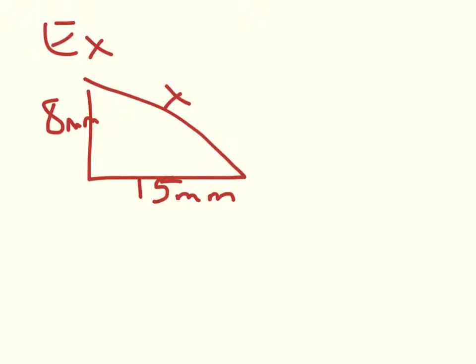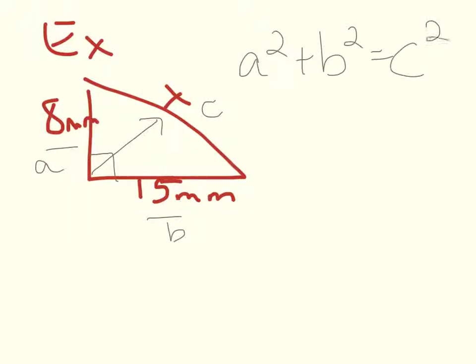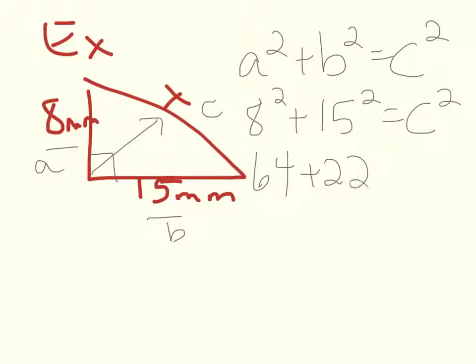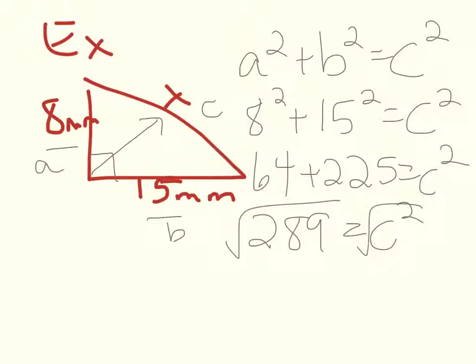First, I need to figure out which of these are my legs and which is the hypotenuse. Well, here's my right angle, so across from my right angle, this is my hypotenuse, or c. And then the 8 and 15, one will be a and one will be b. Again, it doesn't matter which is which, because you're just adding them together. a squared plus b squared equals c squared. So 8 squared plus 15 squared equals c squared. 64 plus 225 equals c squared. 289 equals c squared. Take the square root of both sides, and 17 equals c. And in this case, it's 17 millimeters.